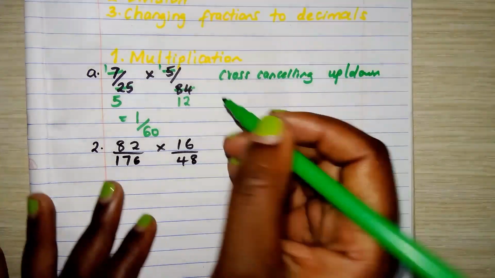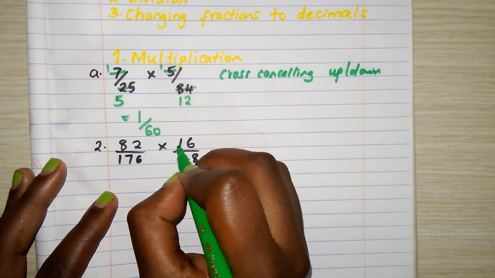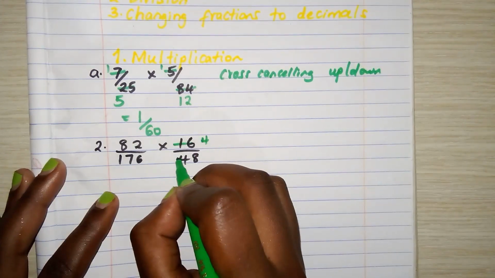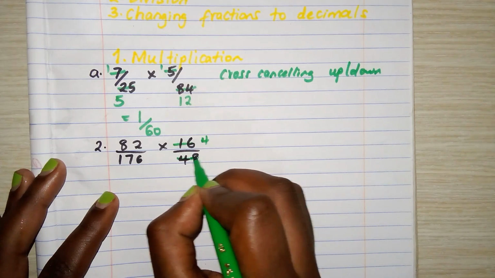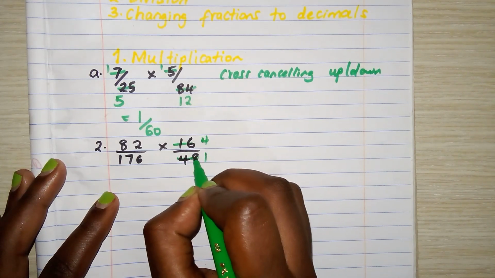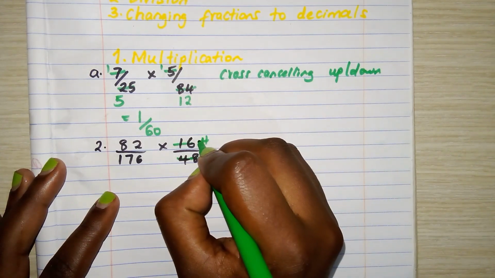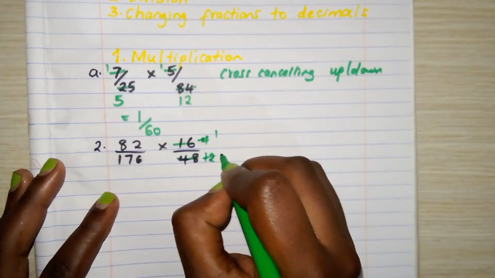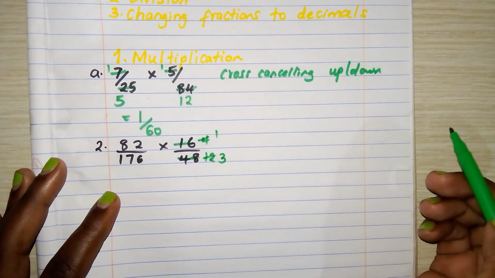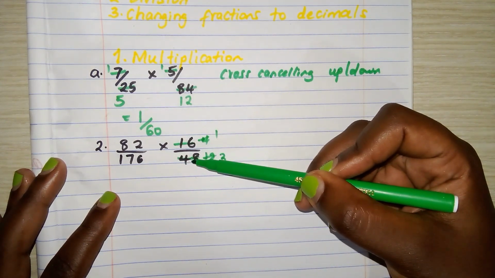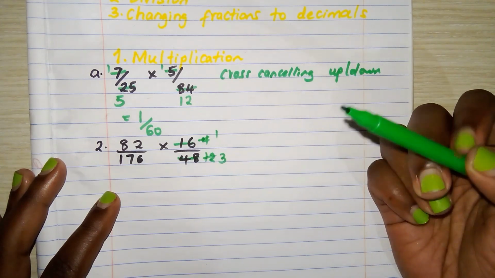So 16 and 48, we can divide both numbers by 4. Divide by 4 is 4. 4 goes into 4, 1. 4 goes into 8, 2. Again, you can divide by 4, 1, and 3. Or you could just simply do 16 divided by 16 is 1. 48 divided by 16 is 3.